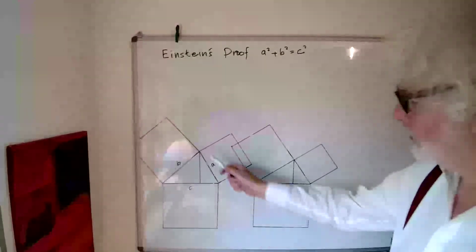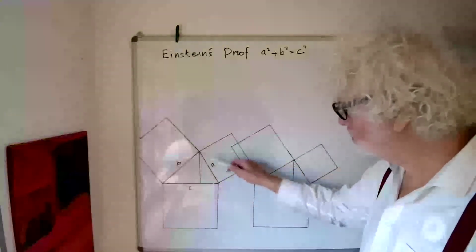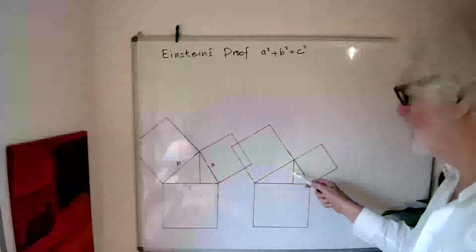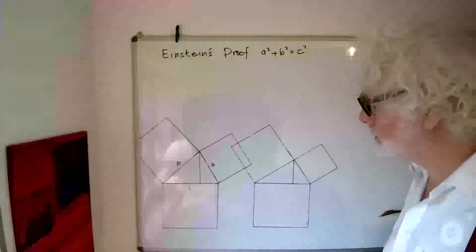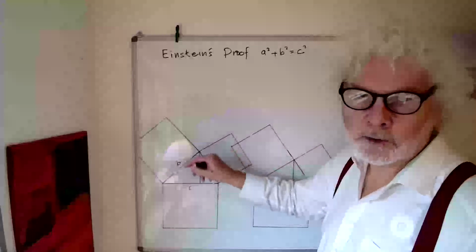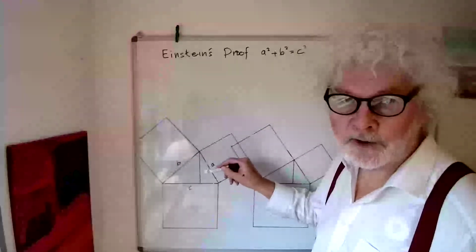Okay, so we've got two triangles here. This one, which represents any old triangle, and this one, which is a right angle triangle. What I'm about to say about this one is true for any triangle at all.